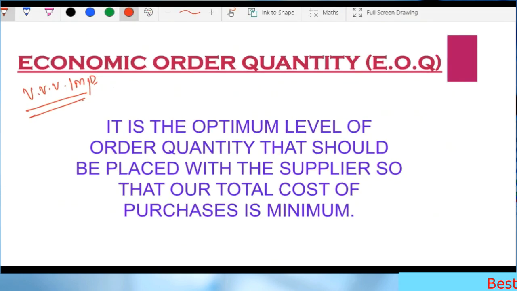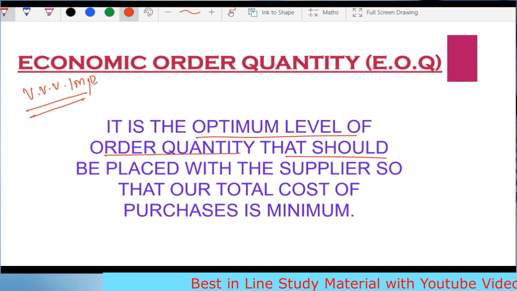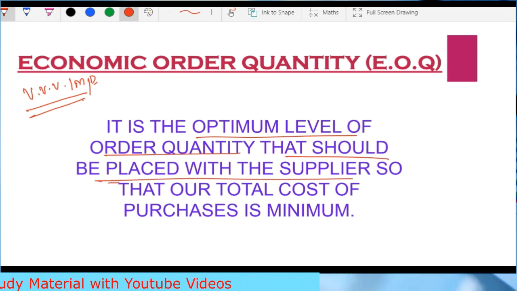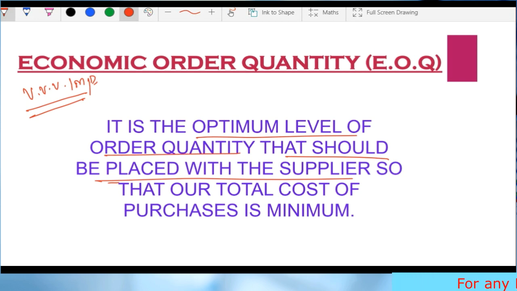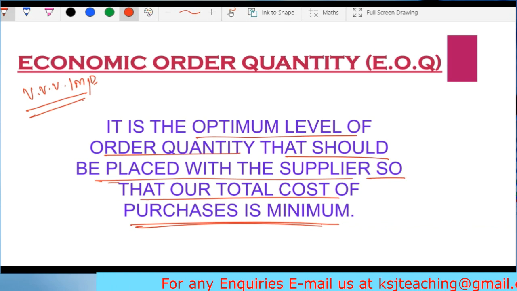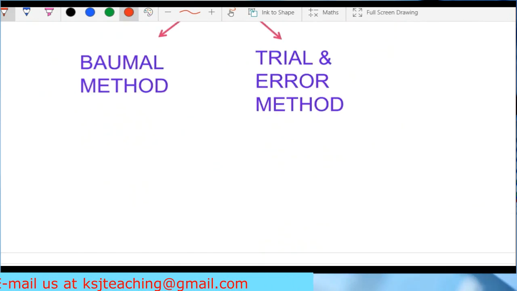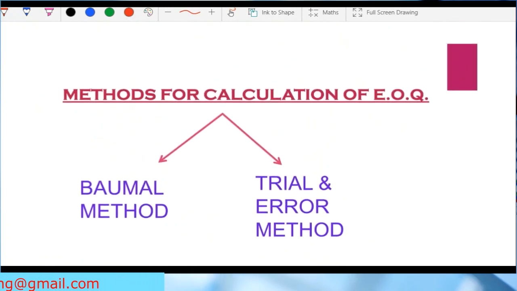Now let's try to read. It is the optimum level of order quantity that should be placed with the supplier. In this case, who is the supplier? Your father is the supplier, sir. And who is placing the order? Your mother is the boss. Your mother is the one who is placing the order, so that our total cost of purchases is minimum. Clear? Okay, sir. So we have two methods for calculating the EOQ. One is the Baumol method and the other is the trial and error method, but we have to do only the Baumol method.